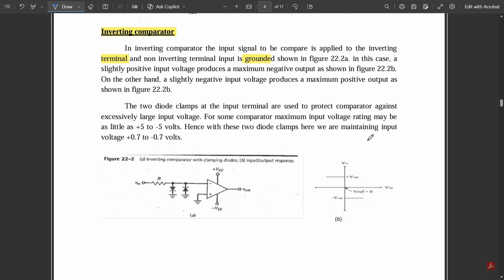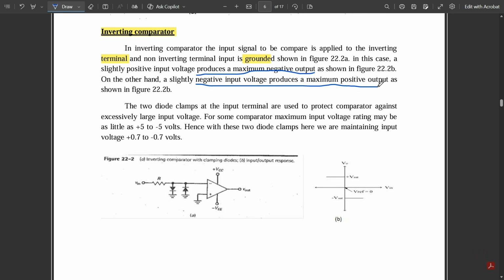And this is the output-input curve with respect to saturation for an initial reference voltage. This would be the curve produced for it, so I'll tell you that later. Now we see here, in this case, a slightly positive input voltage produces a maximum negative output, as shown in figure 22.2b. On the other hand, a slightly negative input voltage produces a maximum positive output.